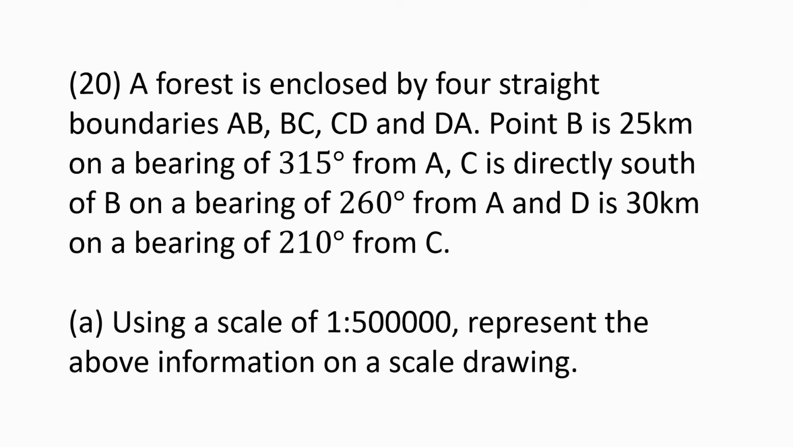Question 20. A forest is enclosed by 4 straight boundaries AB, BC, CD, and DA. Point B is 25 kilometers on a bearing of 315 degrees from A. C is directly south of B on a bearing of 260 degrees from A. And D is 30 kilometers on a bearing of 210 degrees from C. Part A, using a scale of 1 to 500,000, represent the above information on a scale drawing.